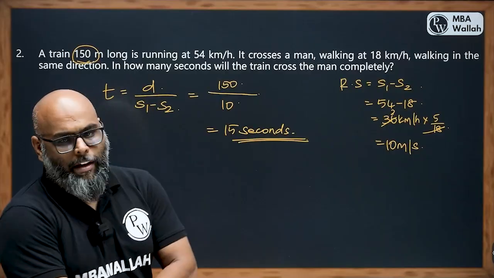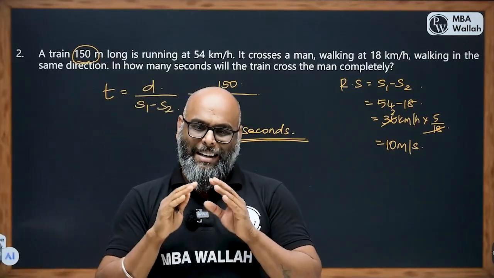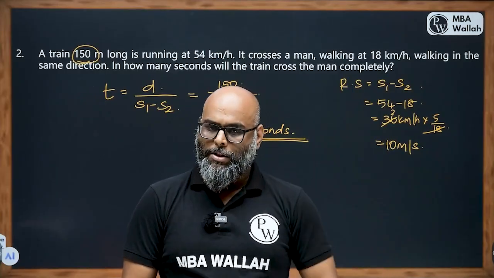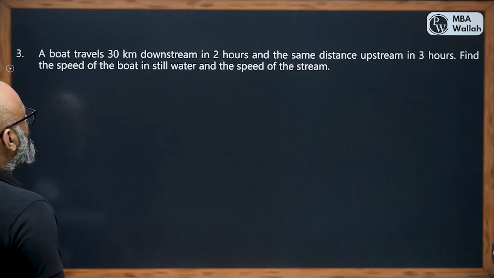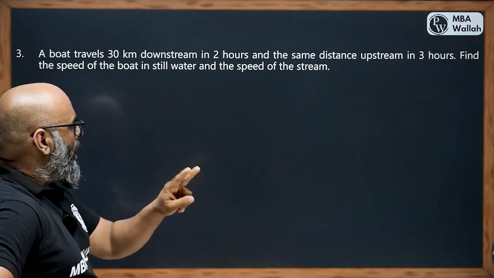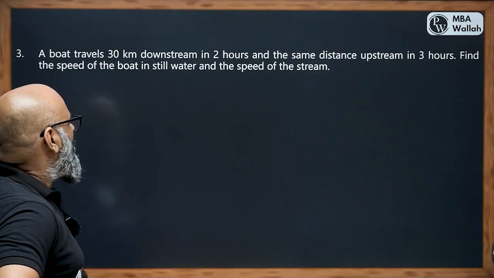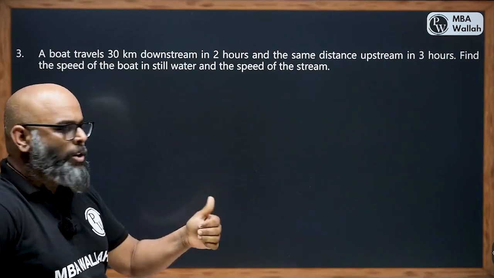So these are basic funda when it comes to relative speed and effective speeds. So hang on, get that idea before you jump on to intermediate and advanced level questions. That's important. We'll do one more question. A boat travels 30 kilometers downstream in 2 hours and the same distance upstream in 3 hours. Find the speed of the boat in still water and the speed of the stream. So we have to find speed of boat, speed of stream.